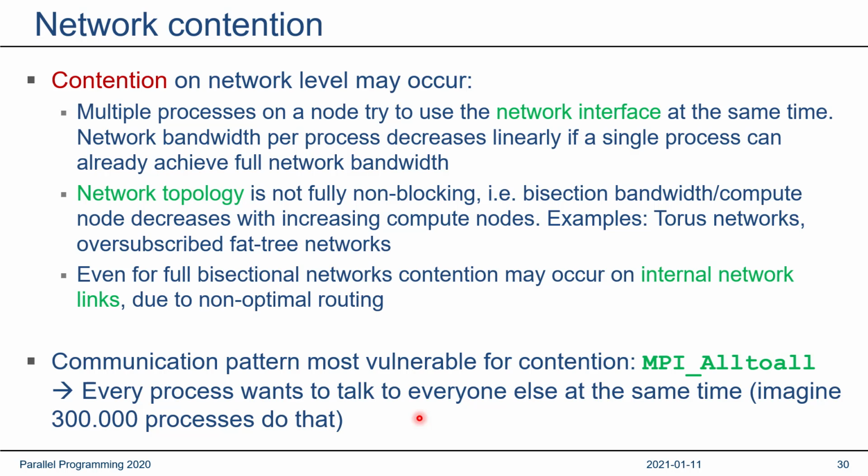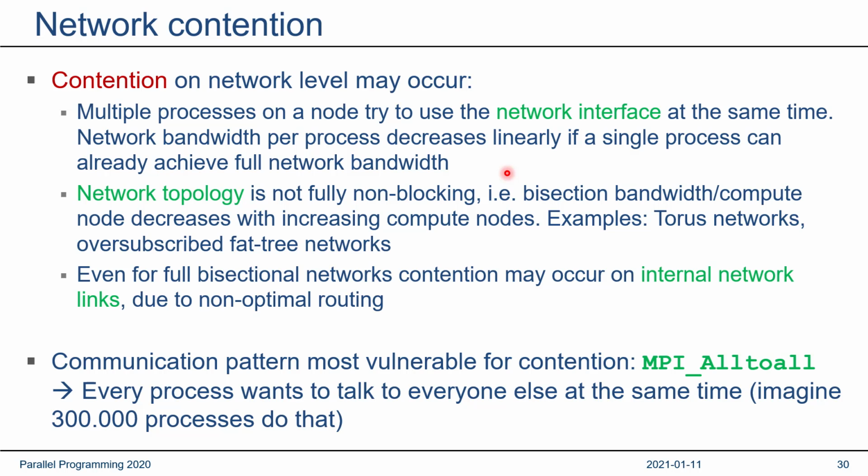The last pitfall I'd like to describe is network contention. You have to be aware that contention in a modern computer system is ubiquitous. It's everywhere. On the network level, it may occur in several flavors. For example, very common, multiple processes on a node can try to use the network interface at the same time.